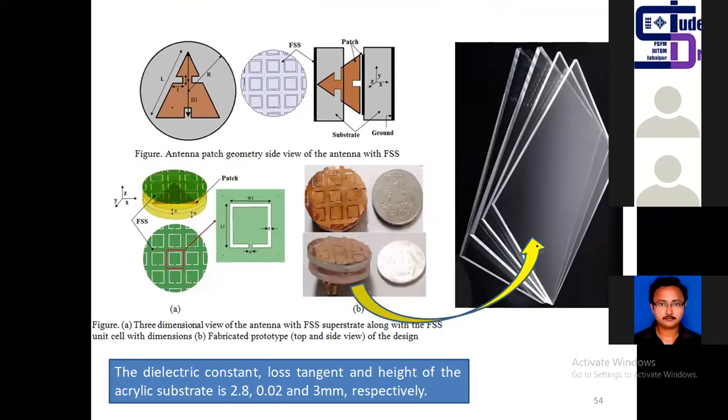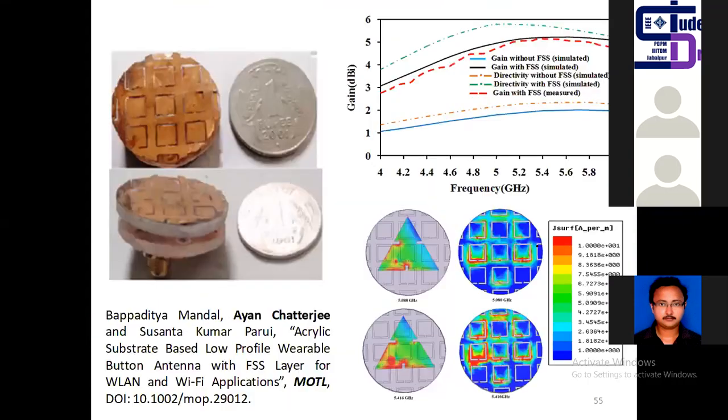It is also easily available. You can get this material easily in the market at a very low cost, but you have to fabricate the structure on it with some glue, because acrylic sheets do not have any metal coating on them. No metal plating is there on the acrylic sheet. So this design is used for 5.2 gigahertz, and it can be used in the coat in place of a button, and it is not very easily detectable. So for some secured applications it can be used too. And this was presented in UCAP. You can see with the FSS, the radiation is more in the upward direction in the current distributions, it is visible, and the gain is also enhanced by some 3 to 4 dB.